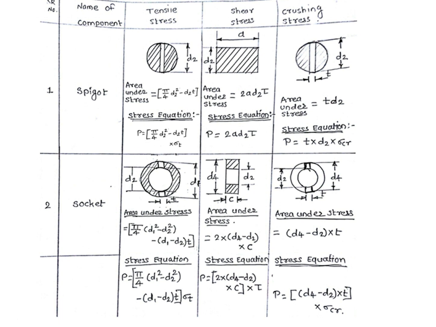Load is, we are assuming that the spigot is subjected to tensile load of P kilonewton, equals area pi by 4 d2 square minus d2 into t multiplied by stress, that is sigma t, tensile stress.